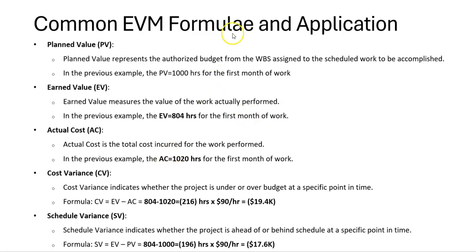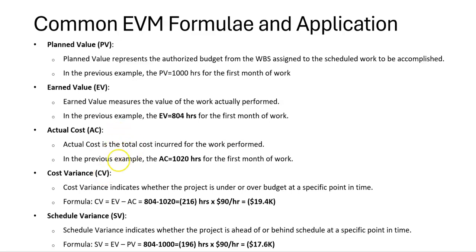So the actual cost is the total cost incurred for the work performed. And in the previous example, the actual cost was 1,020 hours for the first month. So those are the 3 primary data points: the planned value, the earned value, and the actual cost. So then we start performing calculations based on that.